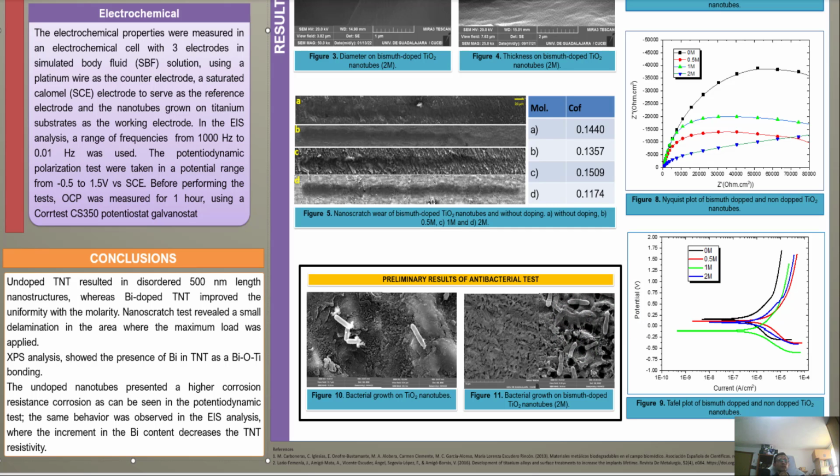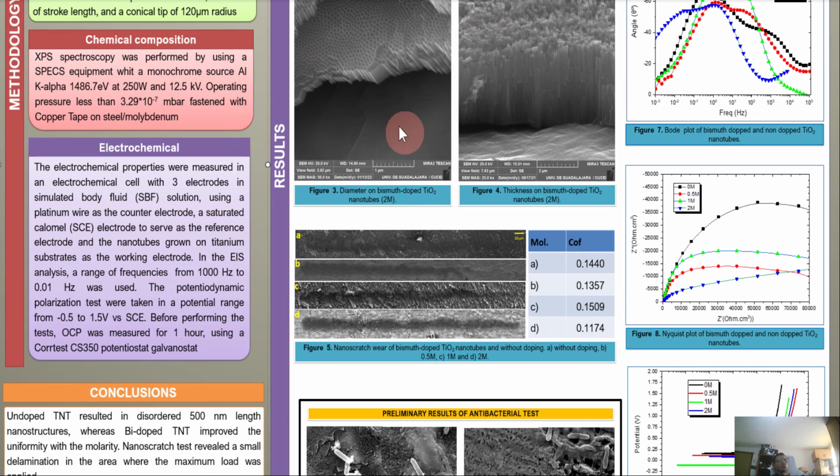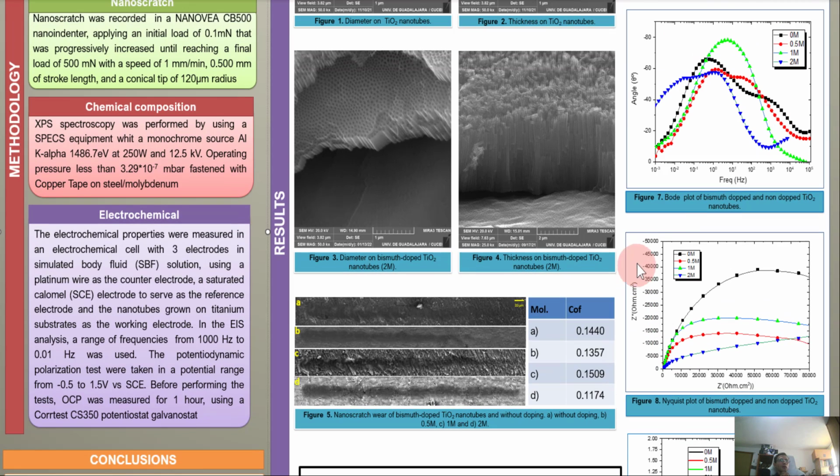For the conclusion, the morphology of the nanotubes was improved with increased dopant. As can be seen in the image, the surface is better and the height is higher. In the Bode diagram, we can observe the same, that the surface improves its quality.